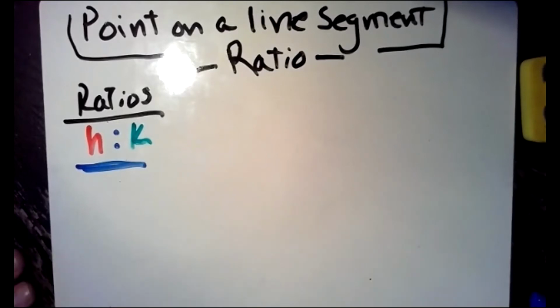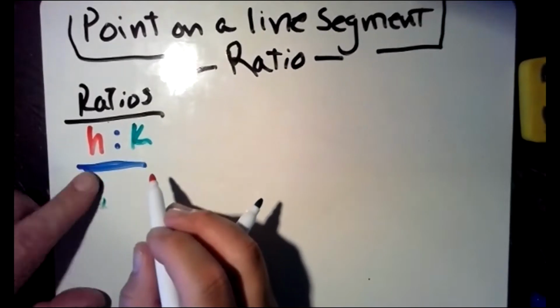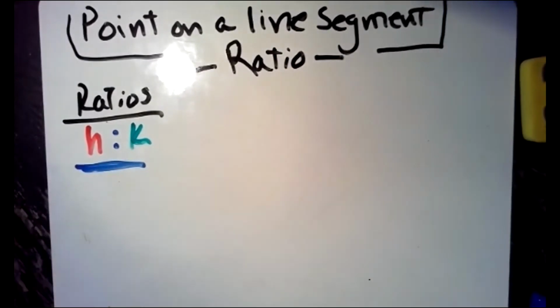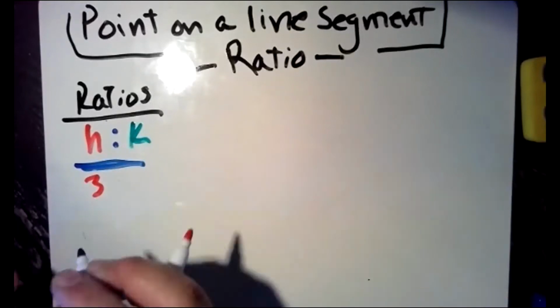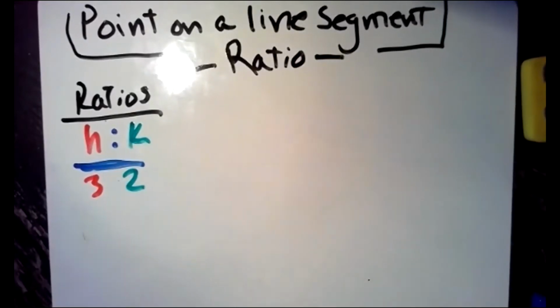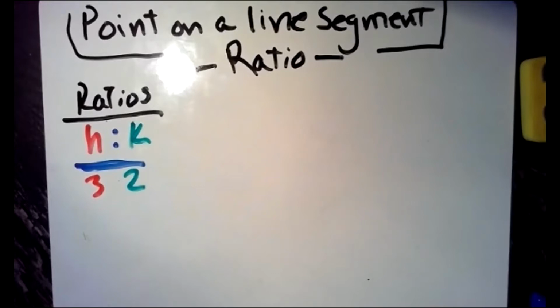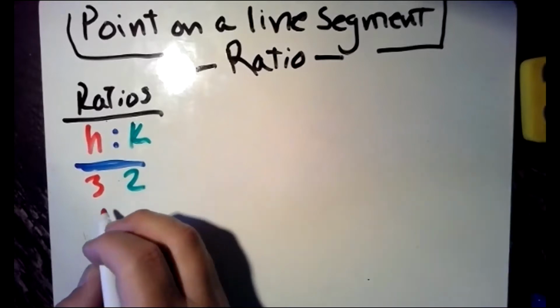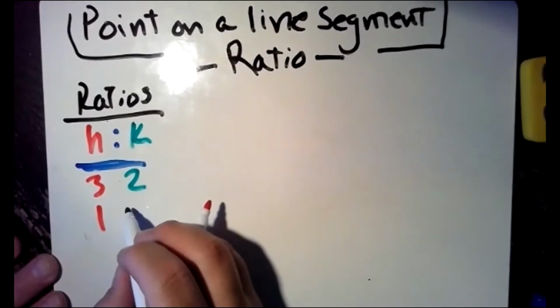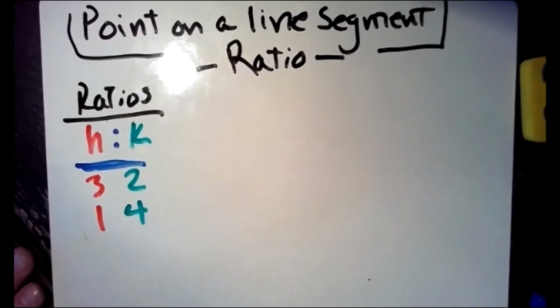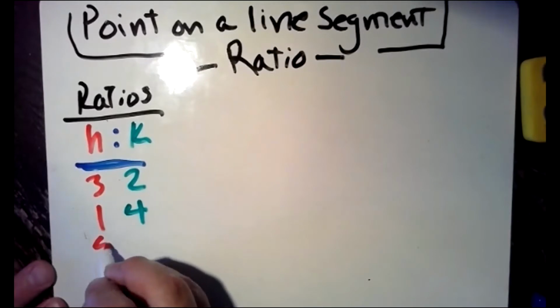So say I give you a question with a ratio of 3:2. How would you write that? You would write that 3:2. Say if I give you a ratio of 1:4, how would you write that? You would write that 1:4. Say if I gave you a ratio of 4:5, you would write that as 4:5.